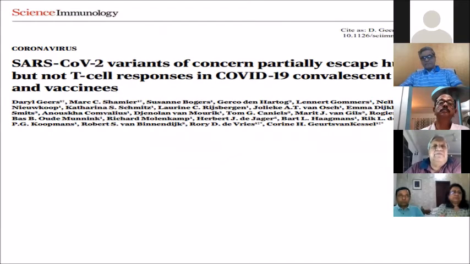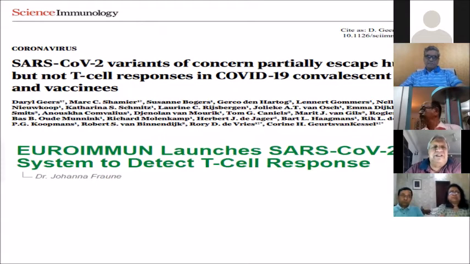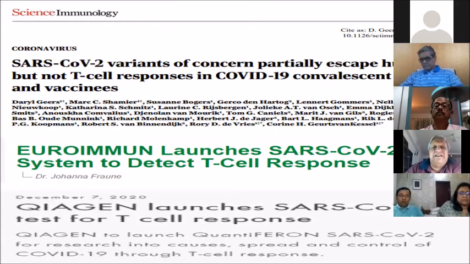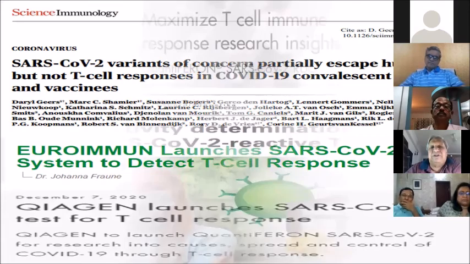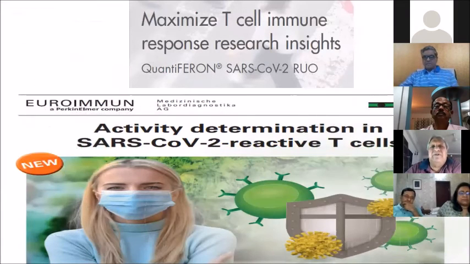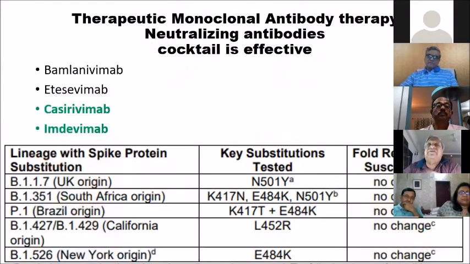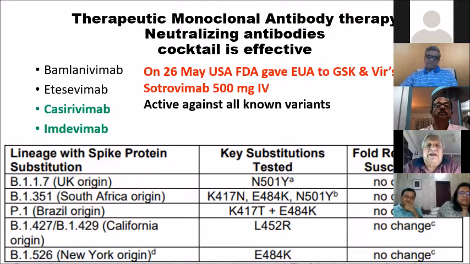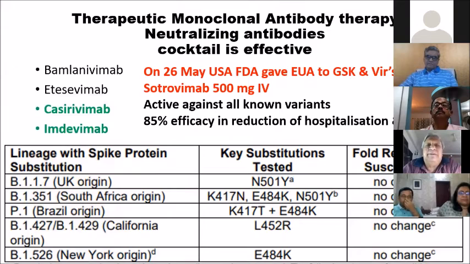So before I conclude, I would like to also mention that though SARS variants of concern partially escape humoral response, they do not escape T cell response in convalescent donor serum. Euroimmune from Germany as well as Kaizen has launched T cell response kits, but at this moment we still do not know what should be the titer that would be indicative of safety. So that would mean that CMI cannot be ruled out.